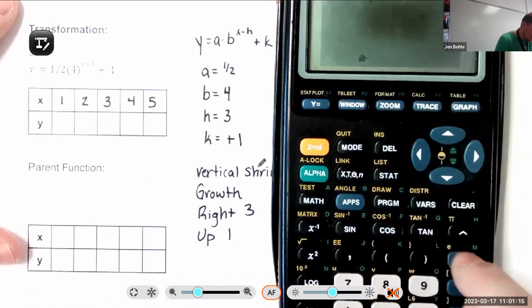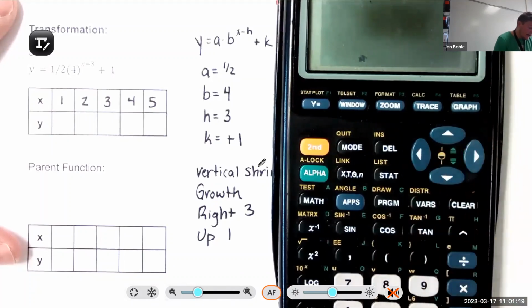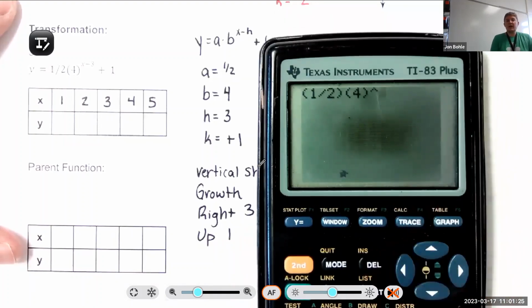So I'm going to put the 1/2 in parentheses. I put 1/4 by accident. And then I'm going to type my 4 to the, so 1/2 times 4 to the X minus 3 power. Here X is 1, so 1 minus 3. That exponent has to be in parentheses because I need the -3 to be in the exponent. And then plus 1.